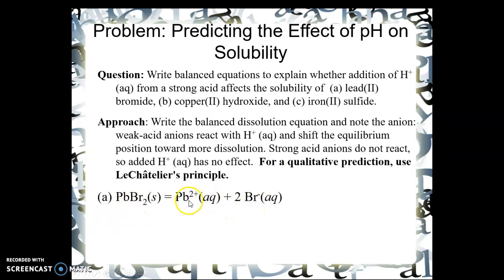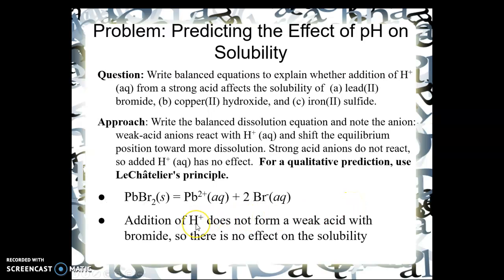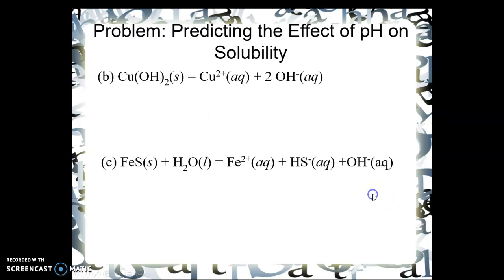So here we are. Lead bromide dissociates into lead and 2 bromides in water. Now the addition of hydrogen ions does not form a weak acid with bromide. Therefore, it's not going to take any of the bromide out. Hydrogen ions and bromide ions, they really hate each other. The low energy position and high entropy position is for them to be separated by the water molecules. So nothing happens. You just ignore the strong acid concentrations.